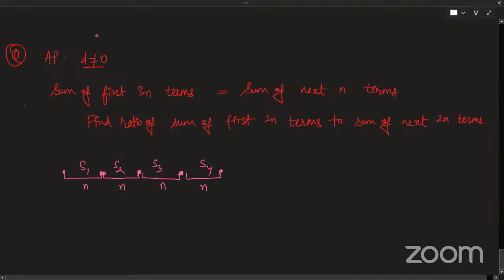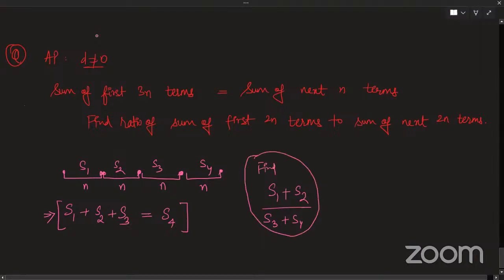So the sum of first 3n terms is this, right? It is given as equal to the sum of next n terms, so it is basically equal to S4. I just have this with me currently. And it is asking me to find the ratio of the sum of first 2n terms to the sum of next 2n terms. That's it.